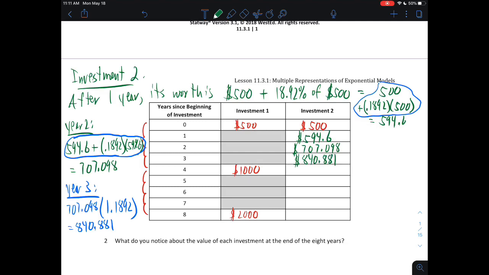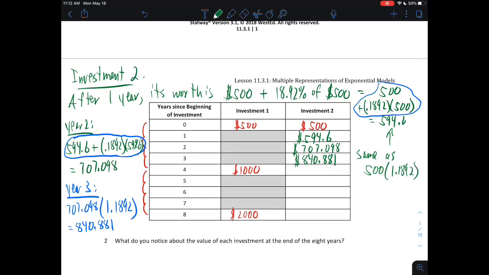Now to see how this works with what we did before, let's just see if this same process could have been done at the very beginning. Take your calculator, take 500, multiply by 1.1892. And what do you get? You get 594.6. So this is the same as 500 times 1.1892.